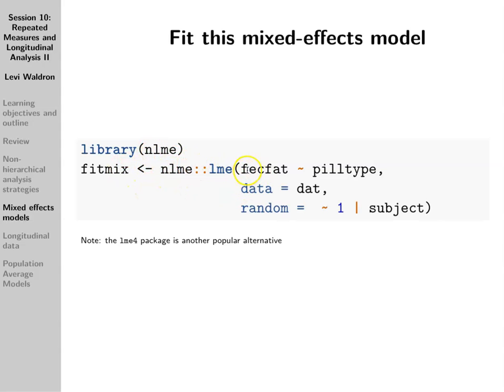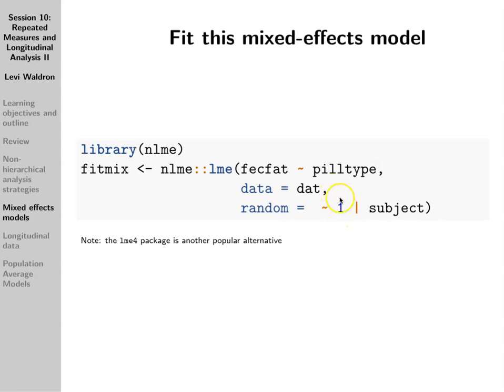So all I have to do is specify two model formulas here. The first is for the fixed effect, so I'm describing fecal fat as predicted by pill type. I specify my data, and then I have to specify this other argument which specifies what the random variables are. Here I only specify the right-hand side because the left-hand side has to be the same as above. And what this says is that the intercept varies randomly with subject.